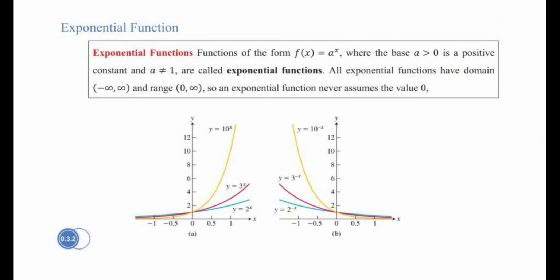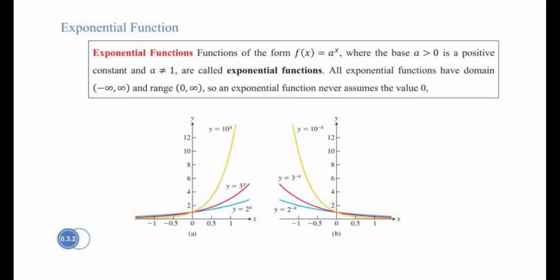The important difference here is that the variable is in the exponent. For example, in 2 to the power of x, 3 to the power of x, or 10 to the power of x, the exponent is x, which is the variable changing. All exponential functions have a domain of all real numbers, which means x can be any value, but the range is only positive numbers, so the graph never touches or crosses the x-axis.